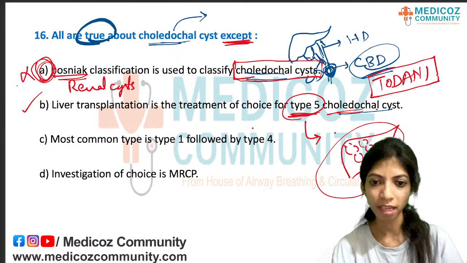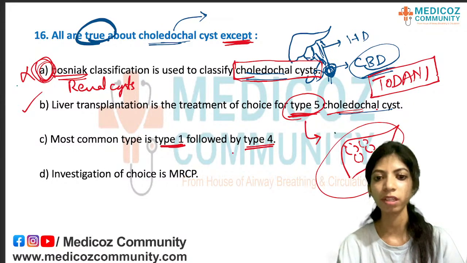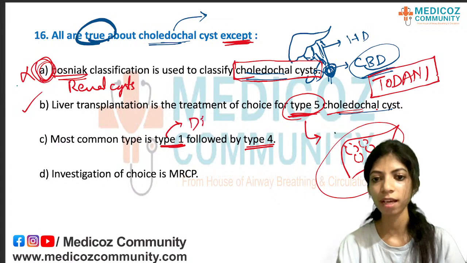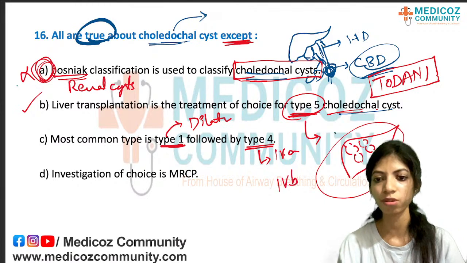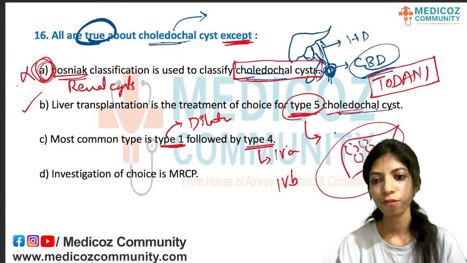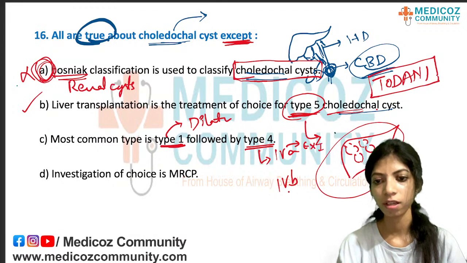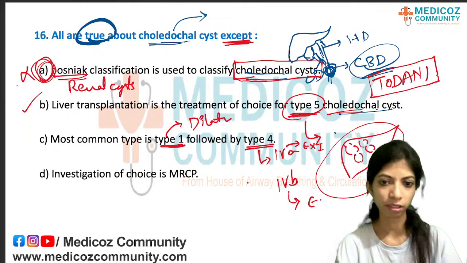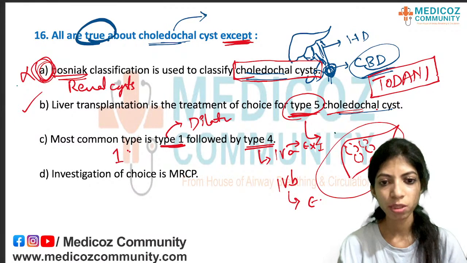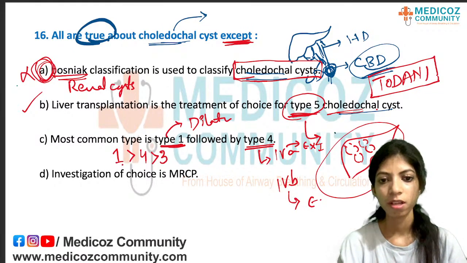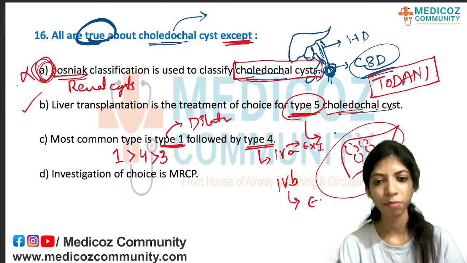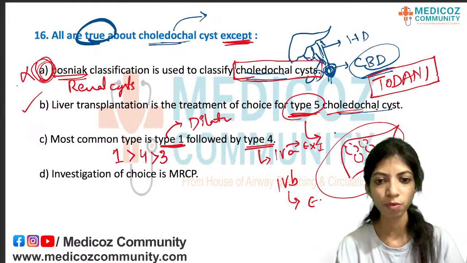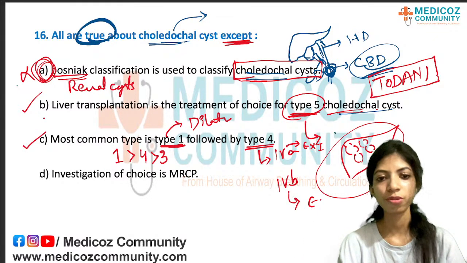Most common type is type 1 followed by type 4. He's telling that type 1 cyst is more common than type 4. Which is type 1? It's just a dilatation of the CBD. And type 4, you have your 4A, 4B. This is just all to revise. Okay. 4A is both extra plus intra. And 4B is only extra, I mean extrahepatic dilatation. So you just remember it as 1, 4, 3. Type 1 is more common, followed by type 4, which is followed by type 3. So you remember it as 1, 4, 3. So this is also a true statement.